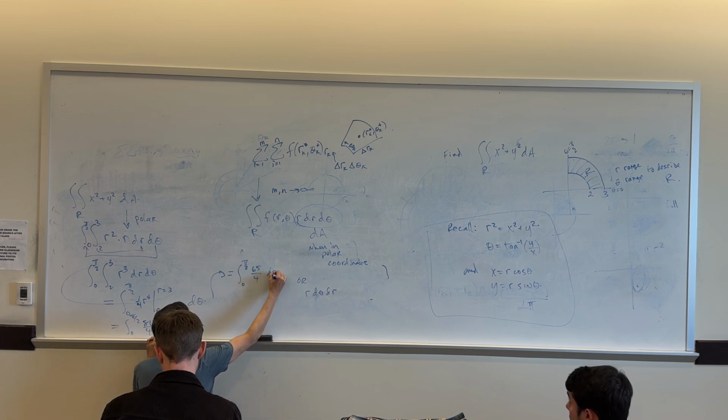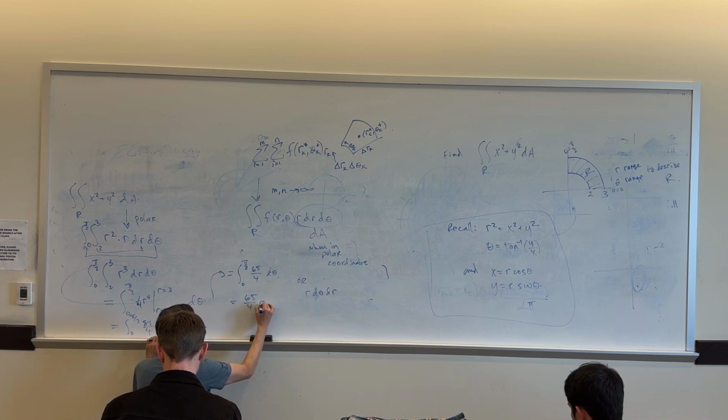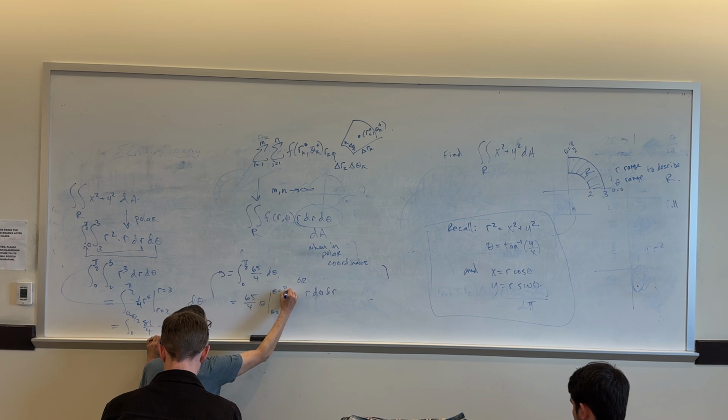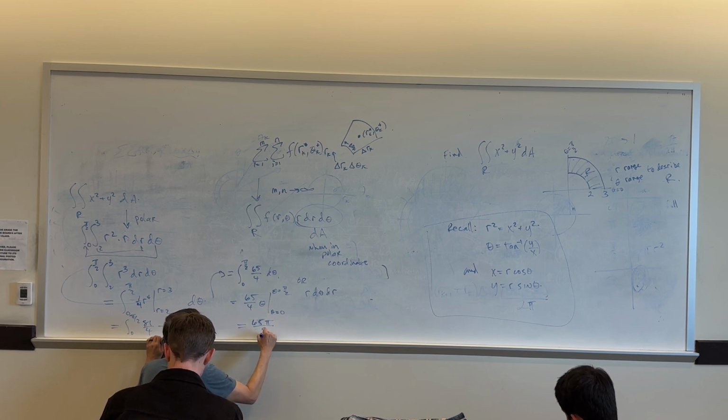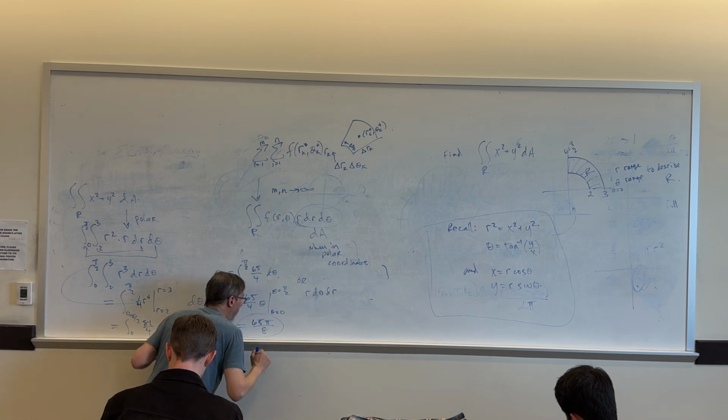And then d theta. That's just a constant, so that goes to 65/4 theta. And now we're going to let theta run 0 to pi over 2. And the 0 won't affect anything, so when I plug in pi over 2, I get 65 pi over 8. And that's the value of my integral.